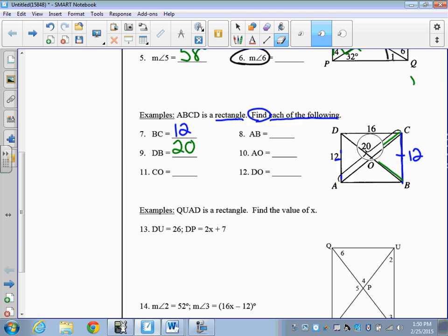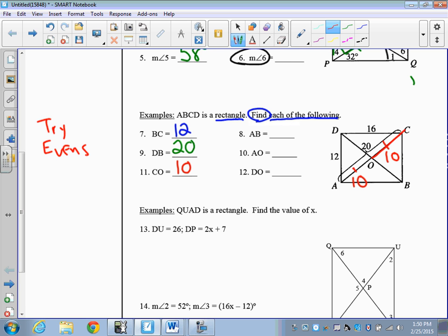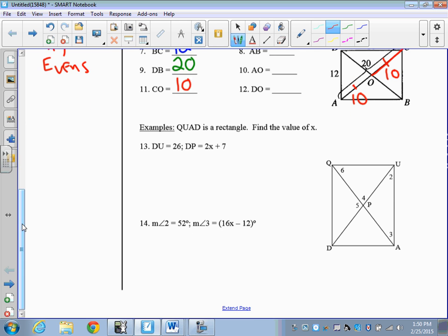And lastly, we have CO. We know that CO and AO are congruent because the diagonals bisect each other. That's a property of a parallelogram. So we should see that CO is 10 and AO is 10 because 10 plus 10 is 20. So again, I would like you to try the evens. Keep moving on. We're told to find the value of x. We have more rectangles we're dealing with.